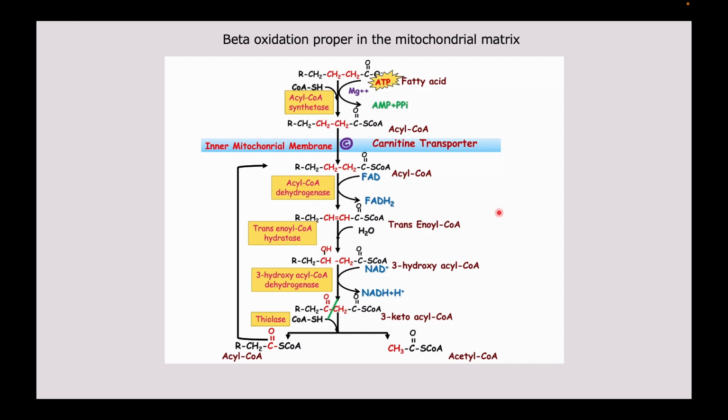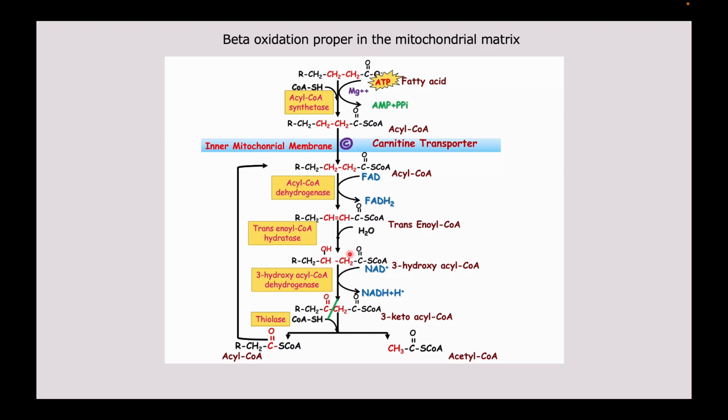And here we get a trans-enoyl group because there is a double bond at the trans carbon. So we get the trans-enoyl coenzyme A, and then there is this hydratase which adds OH and H to the double bond with the help of the enzyme enoyl coenzyme A hydratase. And what we get is a hydroxyl group on the third carbon. So this is 3-hydroxyacyl coenzyme A.